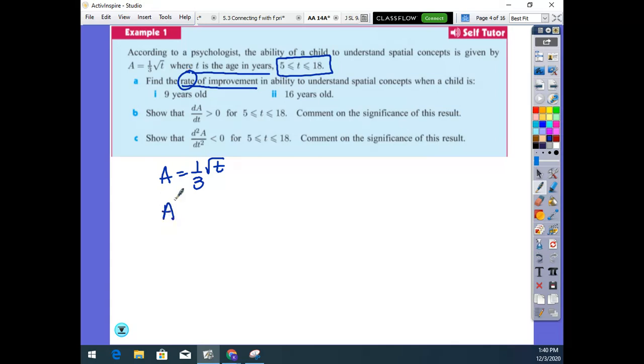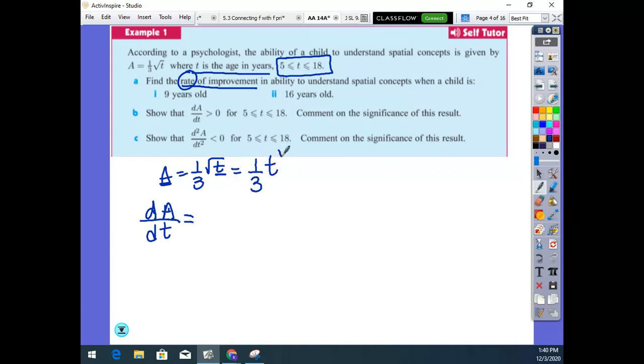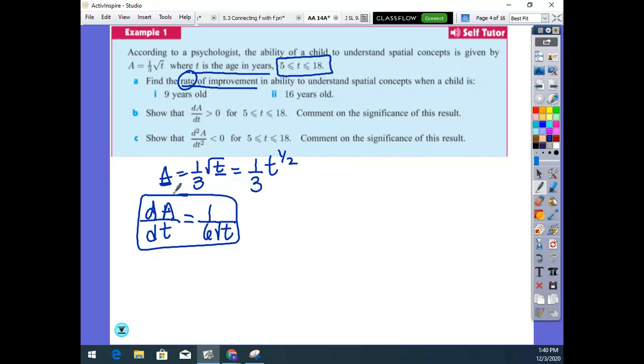All right, so first we need dA dt, and with rate of change, I would always use the dA over dt notation. If you need to rewrite this as 1/3 t to the 1/2, when we take our 1/2 times 1/3, that's 1/6, and we end up with square root of t in the bottom. If you need to take that through some extra steps, that's fine. This is our general formula for this problem.